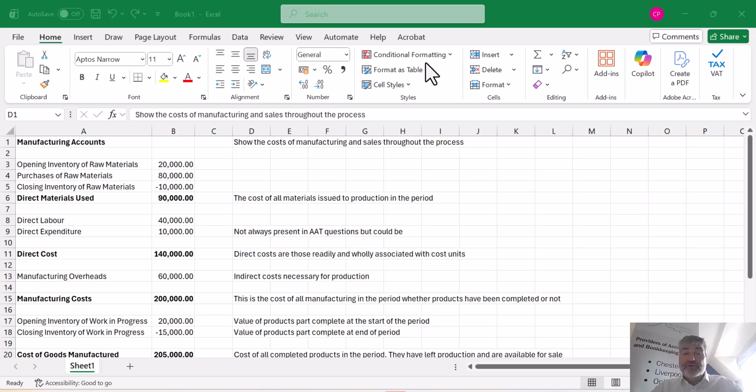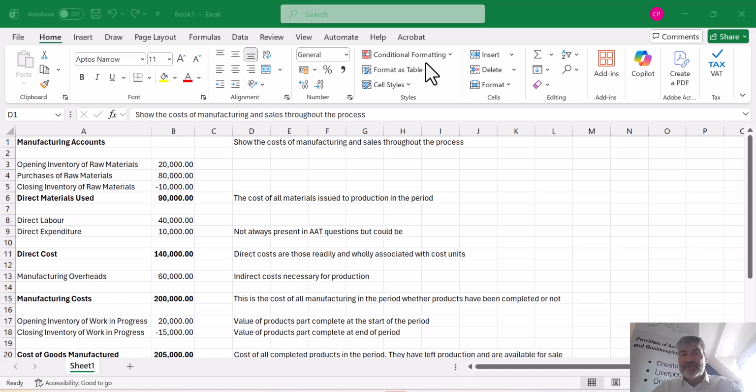Now, for the exam, you do need to remember the order that items are presented in that manufacturing account, which in the end, all it is a visual representation, a report that show the costs of manufacturing and sales throughout the whole process of production and then eventual sales to the customer. So you need to remember the order that items are presented in the report. You also need to be aware of the different subtotals along the way.